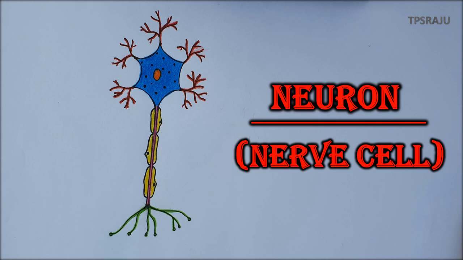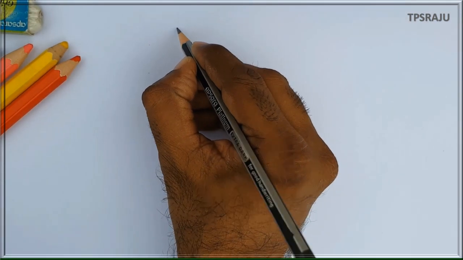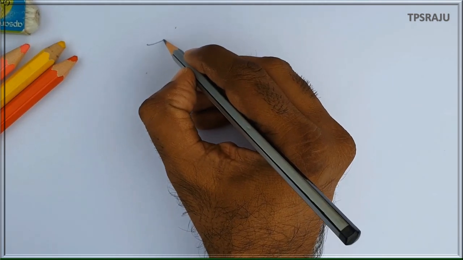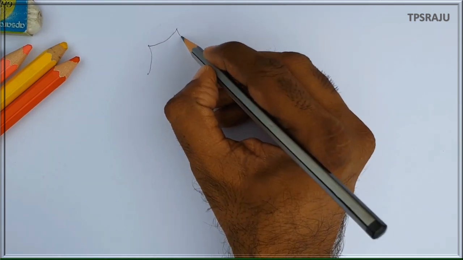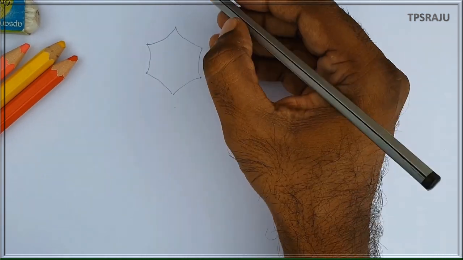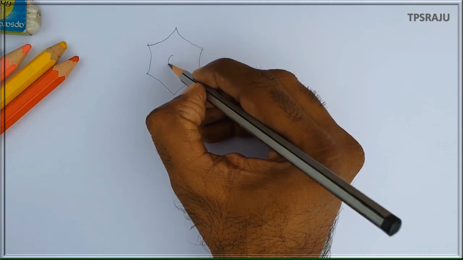Today we are going to learn about how to draw neurons simply and easily within 5 minutes. And we are also going to learn about the structure of neuron. Neuron is the structural and functional unit of nervous system. Important part of neuron is cell body or cytosol. It has a large nucleus.